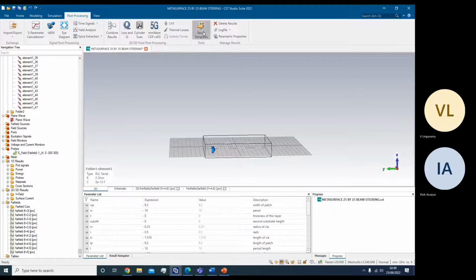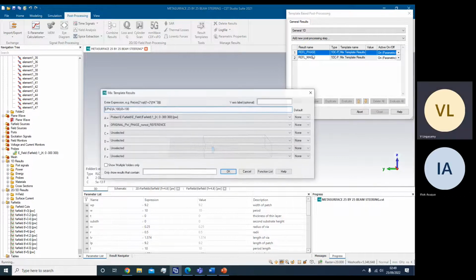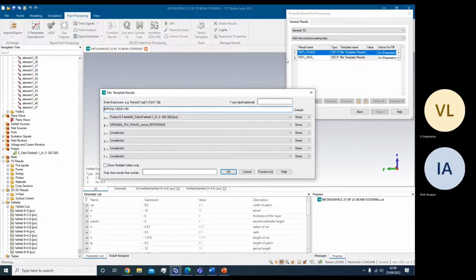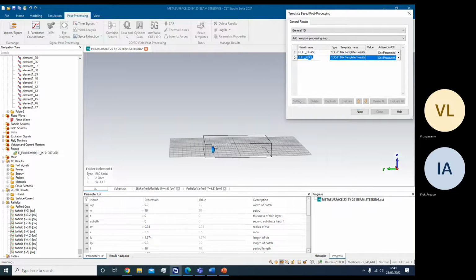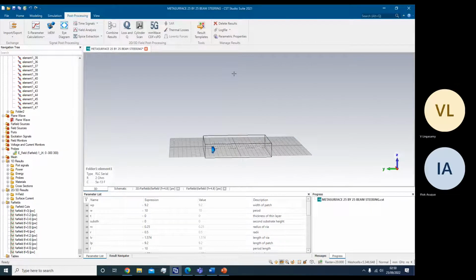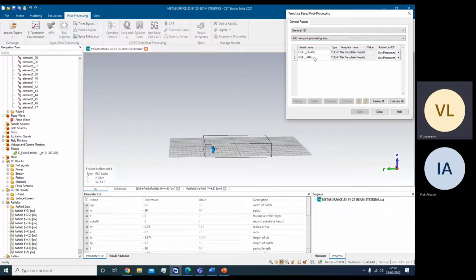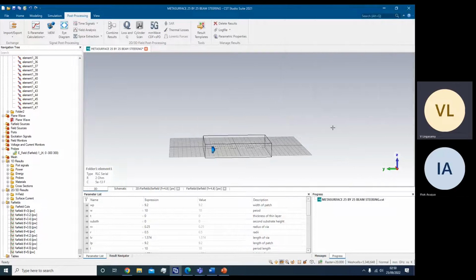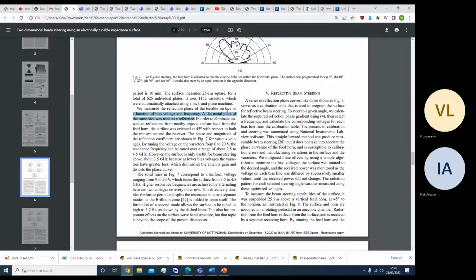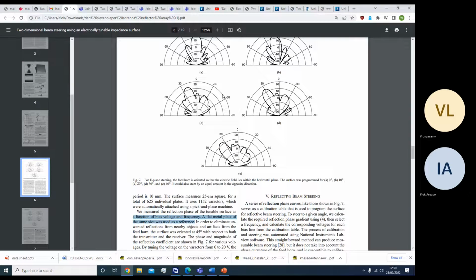So you have to add the phase, subtract it by the reference, and add 180. Then you take the magnitude. You have not done that before, where you have your metasurface. Can you open that result template, please? Because you have to compare the metasurface with the metal sheet. This is very important. If not, you can't do what I did. You understand?